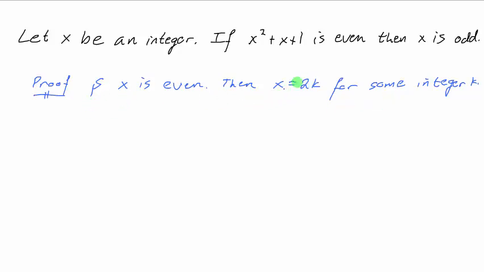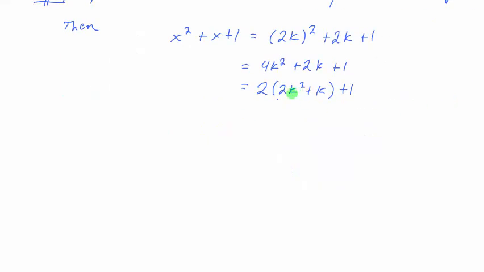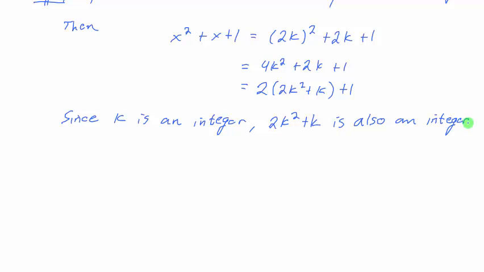And then we're going to take that 2 times k expression and substitute it into the x squared plus x plus 1. And then we just need to manipulate it until we get it into the form 2 times an integer plus 1. So doing some algebra, we can factor out a 2 from the first 2 terms. And then since k is an integer, 2k squared plus k is also an integer. Thus, x squared plus x plus 1 can be written in the form 2 times an integer plus 1, and so that means that it's odd.